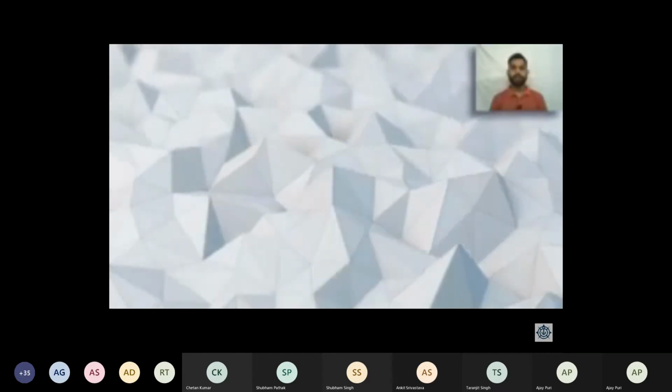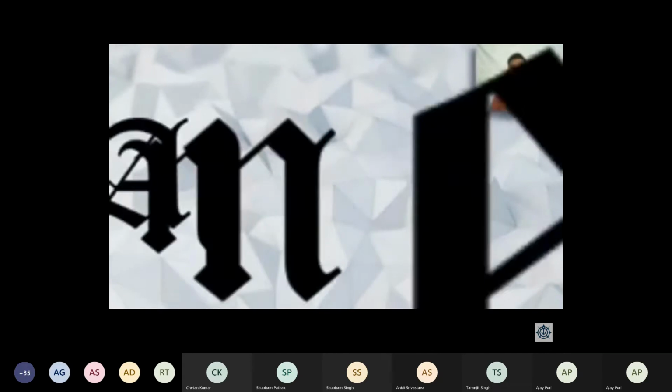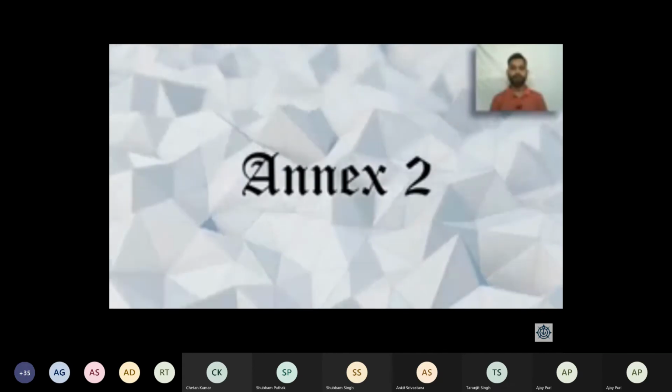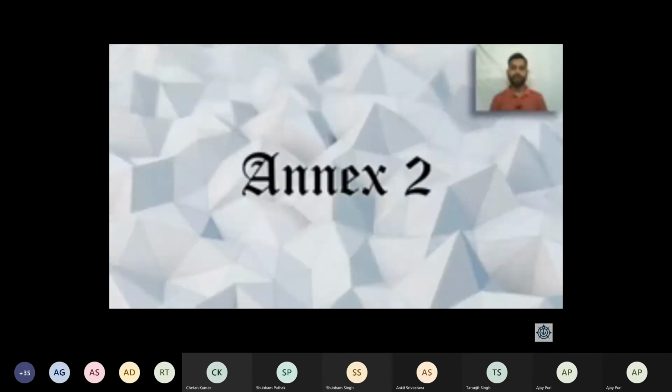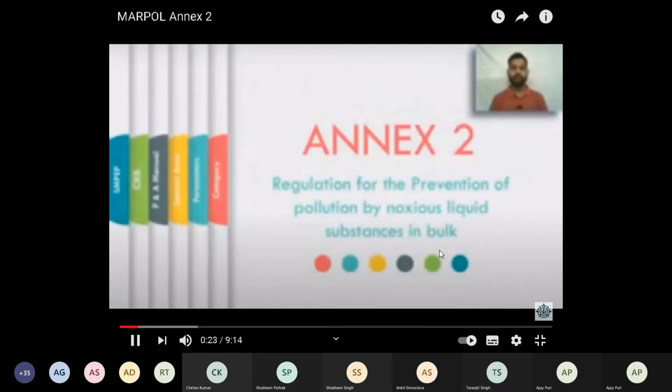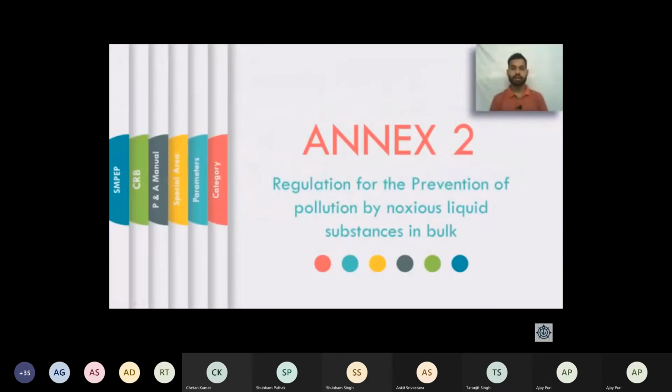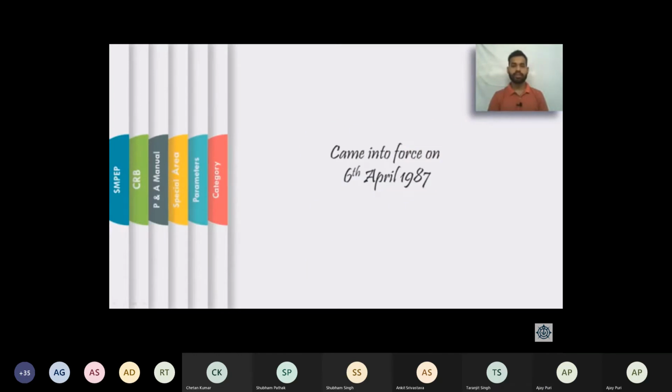Hello friends, in this video we are going to talk about Annex 2 of MARPOL. So let's get started. Annex 2 is the regulation for the prevention of pollution by noxious liquid substances carried in bulk. Now this annex does not apply to harmful substances carried in any kind of packaging. This only applies to noxious liquid substances and chemicals which are carried in bulk. Annex 2 came into force on 6th of April 1987.